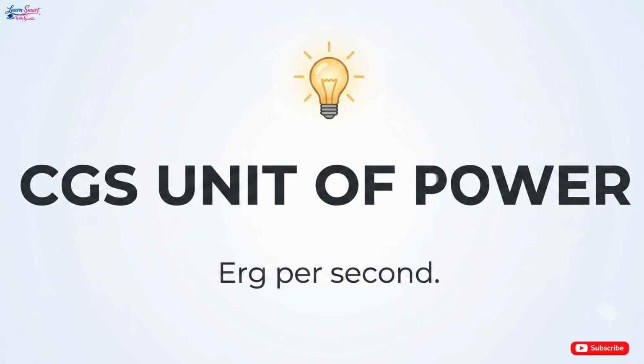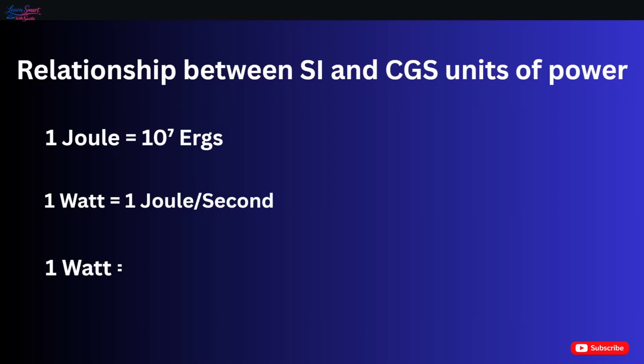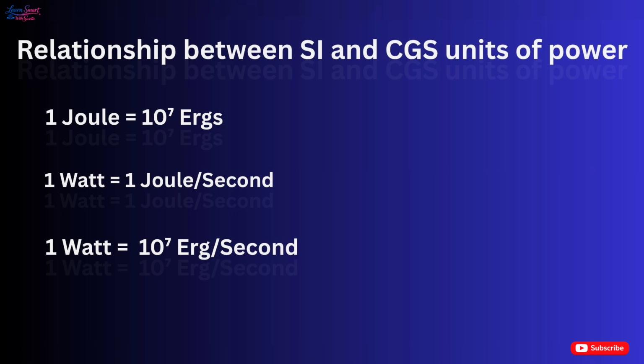Since 1 joule equals 10 to the power 7 ergs, therefore 1 watt equals 1 joule per second, which is equal to 10 to the power 7 erg per second. This is the relationship between SI and CGS units of power.